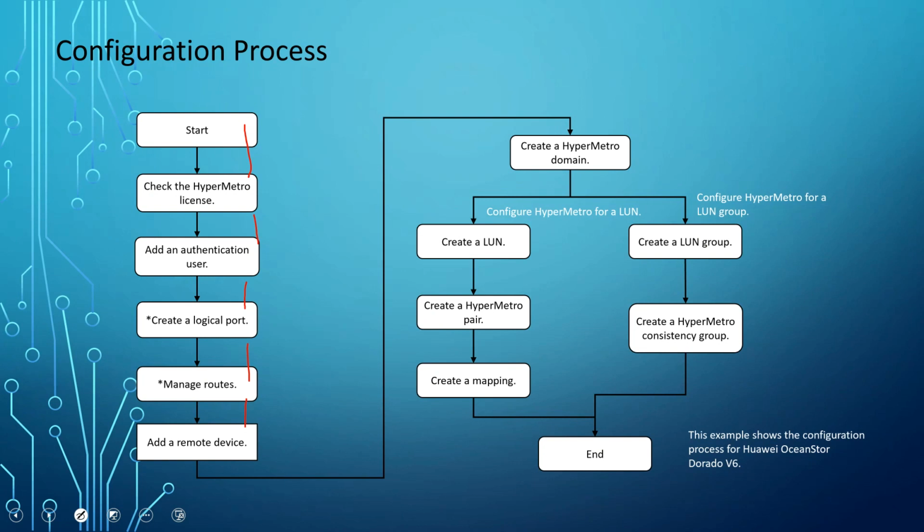Then you can create the HyperMetro domain. When you are creating the HyperMetro domain, you have to add the Quorum server as well, so you need to install the Quorum server before this configuration. And then you can go either way. You can create a LUN group, create a LUN, or create a HyperMetro pair, and create mapping. If you create a LUN group, then you can create a HyperMetro consistency group, and then map it, and configure your active-active storage. So these are the steps to configure your storage. Very easy. In the Huawei documentation, all the steps are mentioned, and very easily you can configure it.